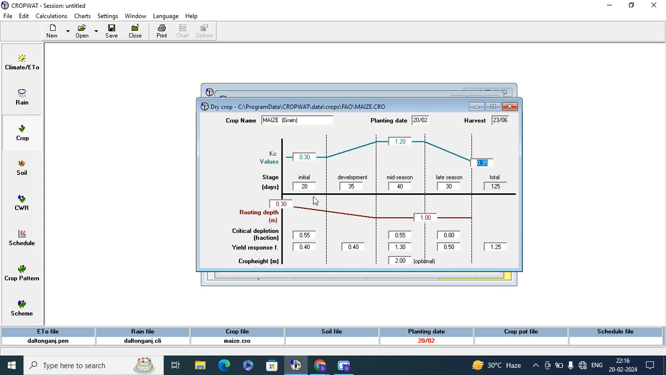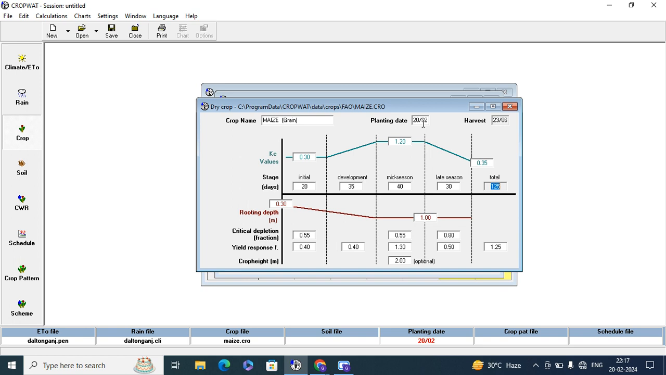Now here we are getting the number of stages, the number of days. It means at the different stages, initial, development, mid season, late season, how many days are involved in the cultivation of the maize. There are a total of 125 days involved in the cultivation of the maize. And generally, according to the formulation of the simulation by FAO, the planting date is somewhere in the month of February, and it is harvested in the month of June. So that particular total duration is shared within this number of days.